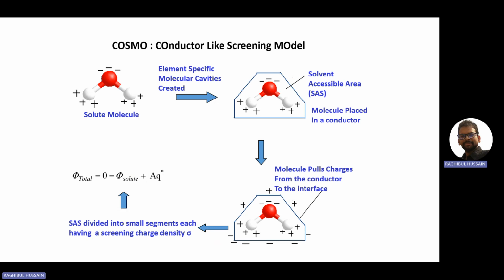This is a summary of how the calculations are done. Let's say this is a water molecule with positive hydrogens and negative oxygen. It is placed in a dielectric constant, an infinite dielectric constant. This is the solvent accessible area, the molecule placed in a conductor. The molecule will pull charge from the conductor to the surface. You see the oxygen atom, which is negatively charged, has positive scaling charges on top of it, while hydrogen, which is positively charged, has negative charge. So we will see the reverse behavior in the Cosmo file. The Cosmo file reports the scaling charges. Once the scaling charge is developed, we solve it by that expression, just the three terms we showed.